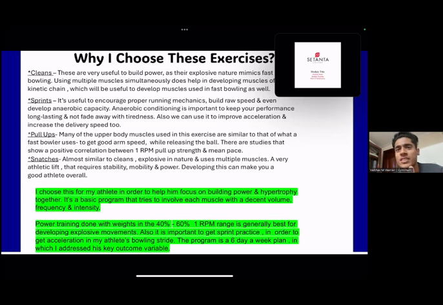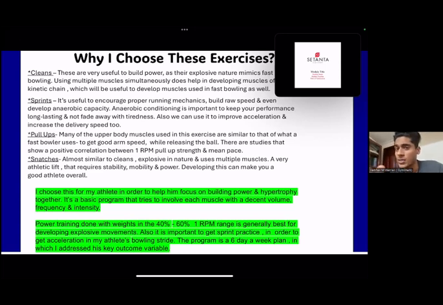Why I chose these exercises? So some of the exercises we did are cleans and snatches. Both are pretty similar because they use multiple muscles and have a great carryover to athletic performance, helps us build power. Sprints, definitely, because it encourages proper running mechanics and helps us improve anaerobic conditioning. It also helps us improve the delivery stride.